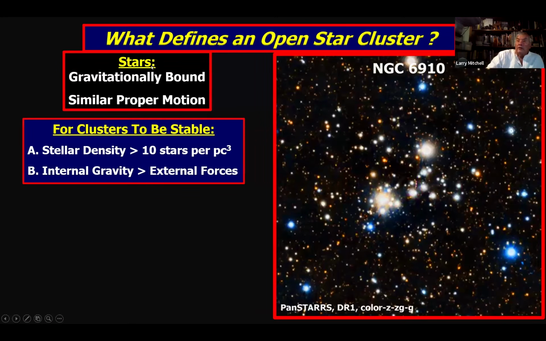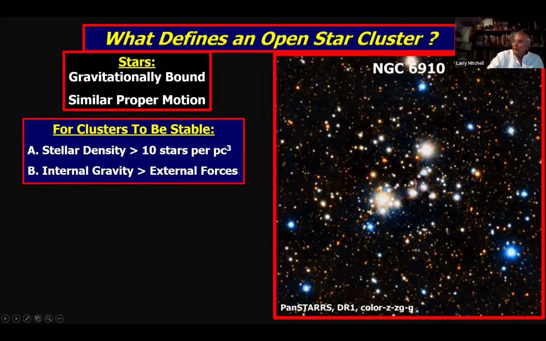Another definition: the stars are gravitationally bound, and the stars have proper motion, which I talked about earlier. For a cluster to be stable, astronomers have figured that the stellar density must be greater than 10 stars per cubic parsec. And remember, a parsec is 3.26 light years in distance. The internal gravity obviously must exceed the external forces trying to pull these stars out of the cluster.